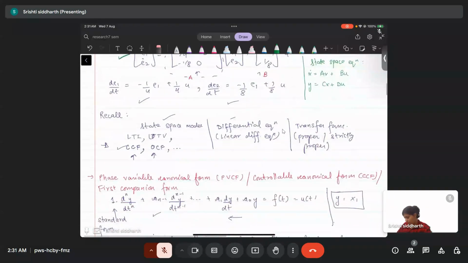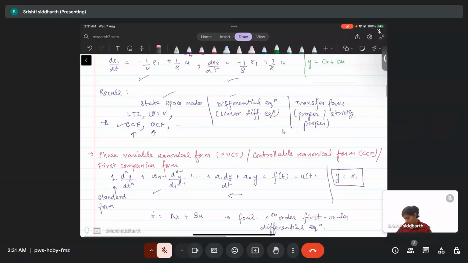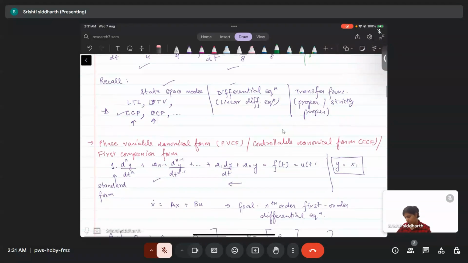Alright. So this was just some remark on the different models that were considered in the lecture. So we have the state space model, in which we can have linear time invariant systems, linear time varying systems, and then we can have various forms in which we write the ABCD matrices. This could be CCF, OCF, and so on.